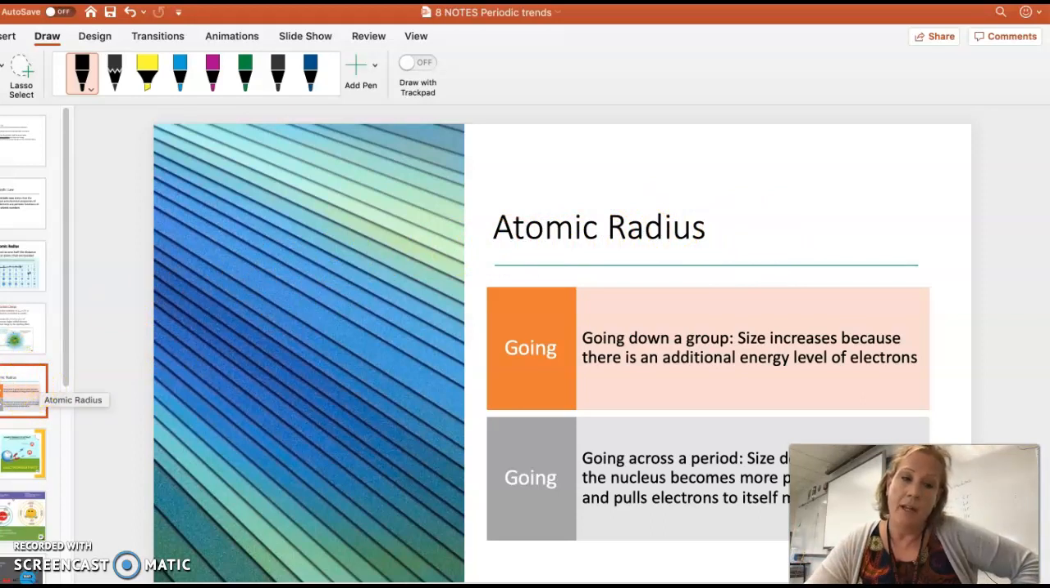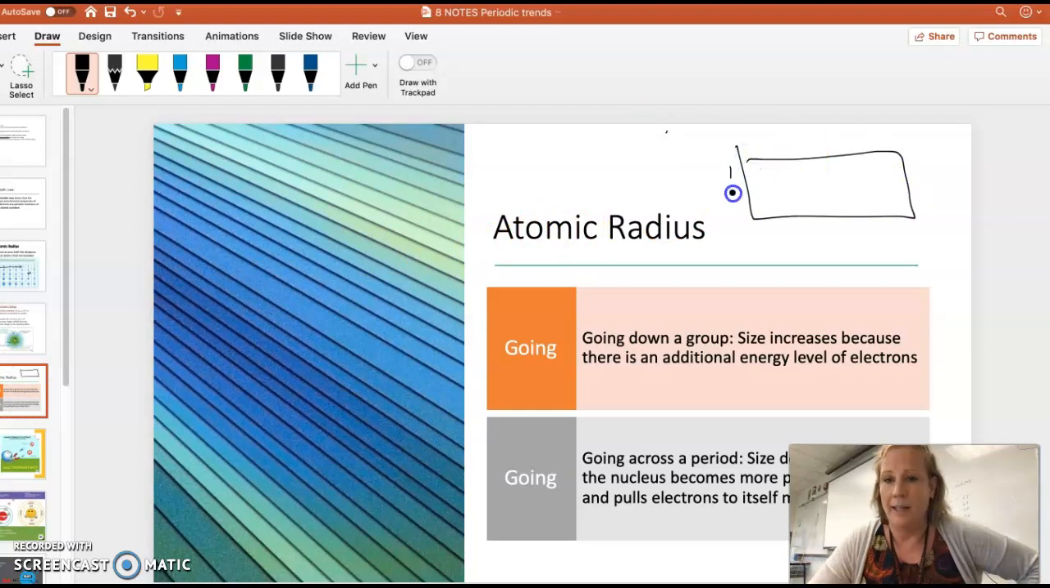So, to summarize atomic radius, and you could draw this in your notes like a periodic table: as I go down, the radius is going to be getting bigger, it increases. And as I go across, the radius gets smaller.